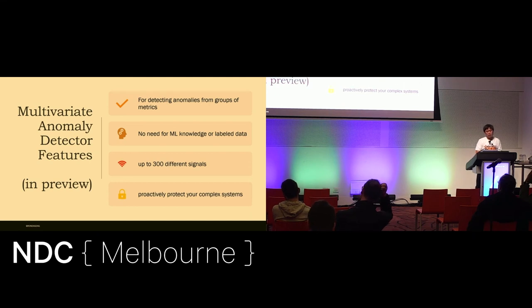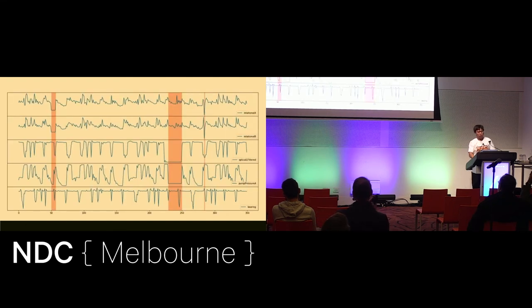A multivariate anomaly detector is also available now. It's in preview. So if you want to have multiple, like I said, multiple criteria or multiple data streams that you want to monitor to identify anomalies, you can do that. You can actually pass in up to 300 different signals. And, you know, at the end of the day, you're trying to detect this certain area right here, it's out of the ordinary as compared to the other ones. So that is one way you can use it if you have something more complex.